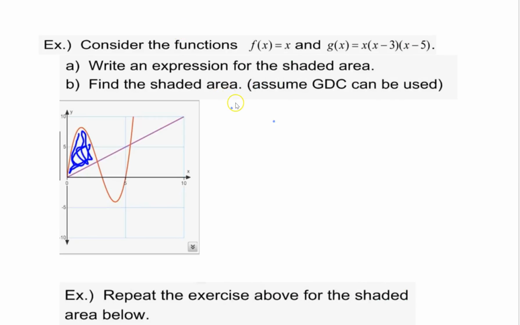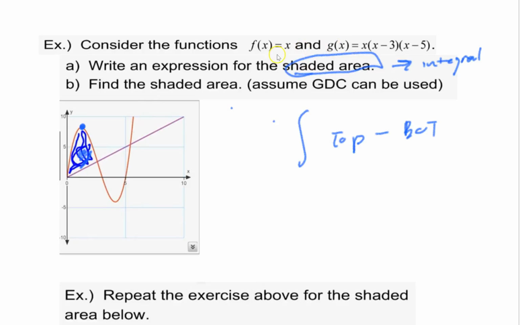Now, again, if I want to find the area of the shaded region, area, first of all, is the integral. That's how you find the area. The whole idea is we're going to do the integral of the top line minus the bottom line. Here's the shaded area. What's the graph on top? In this case it's the curvy one, so this is g of x. And then the bottom line is a straight line, so f of x. So g of x minus f of x, which is x times x minus 3 times x minus 5, minus x.